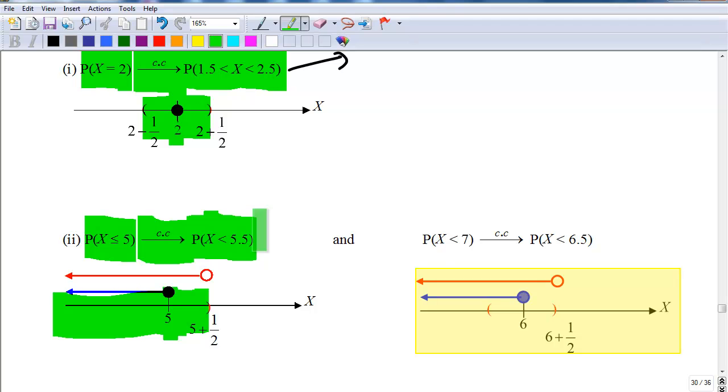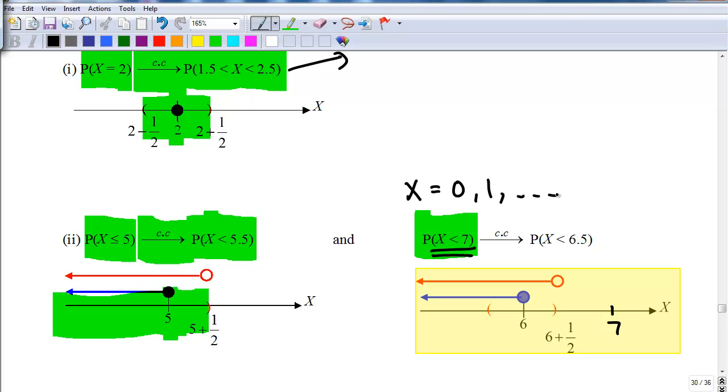Now, let's take a look at probability x less than 7. Where is the number 7? The number 7 is somewhere here. But I'm not interested in 7, because x less than 7, when it's a discrete random variable, would mean I'm interested in all numbers from 0 to 6. So 6 is the number that I need, and I don't want 7.